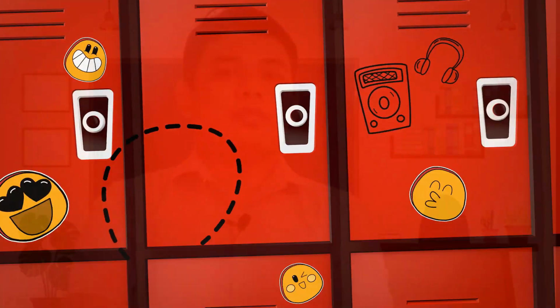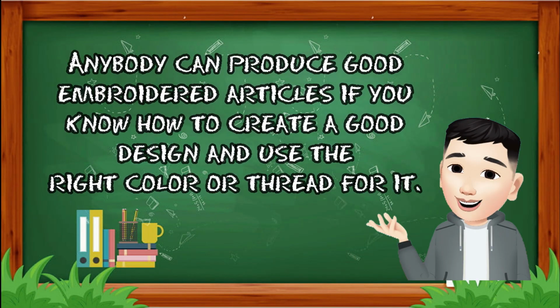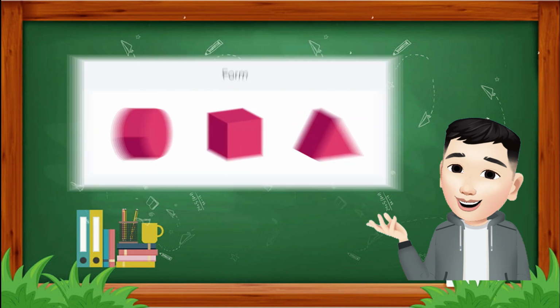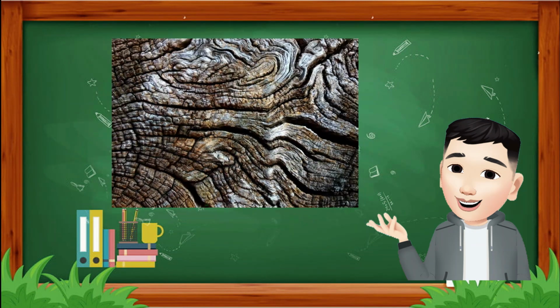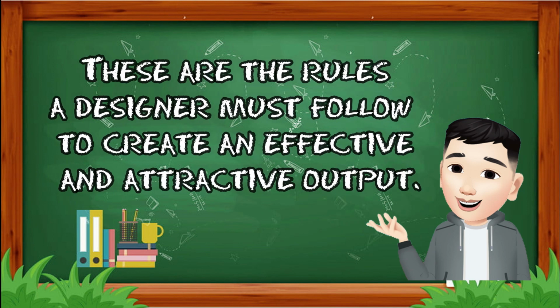So let's start. Principles of design. Anybody can produce good embroidered articles if you know how to create a good design and use the right color or thread for it. Always bear in mind that design is the arrangement of line, form, color, and texture with the purpose of achieving order and beauty. These are the rules a designer must follow to create an effective and attractive output.